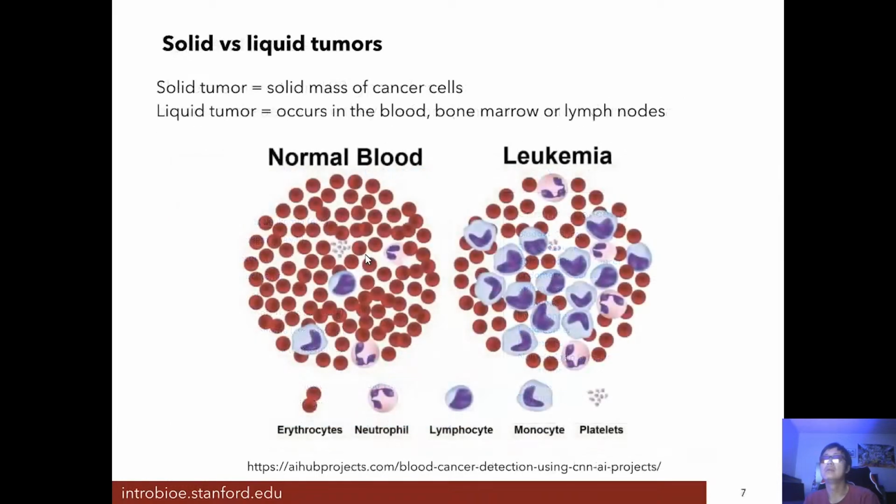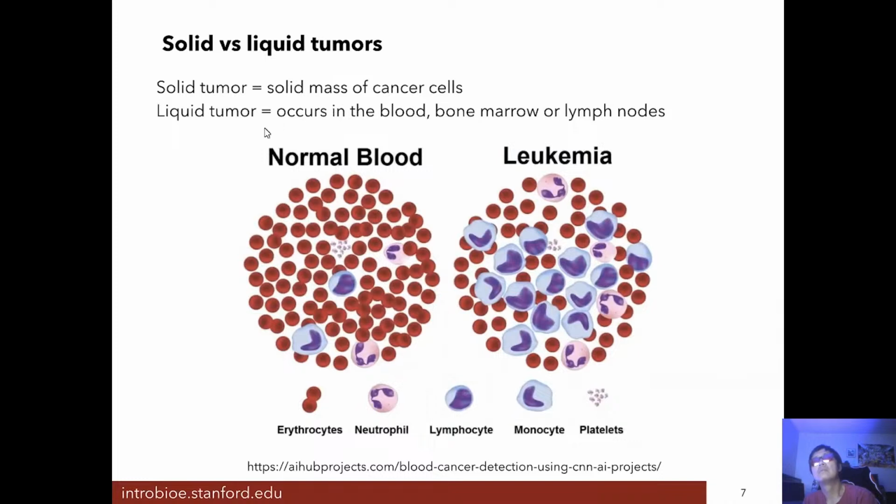There are two broad categories that we're going to break down cancer into in this lecture. There are solid tumors, so this is a solid mass of cancer cells. The breast cancer tumor that you saw on a previous slide is an example of a solid tumor. But you can also have liquid tumors. These occur in blood, bone marrow, or lymph nodes.